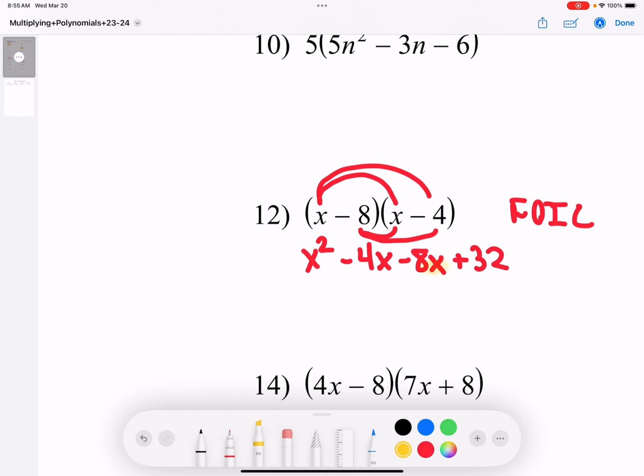And then like we learned last time, you have to combine your like terms. So I have to combine the negative 4x and the negative 8x, which gives me negative 12x. And then we keep the x squared out front, and we keep the plus 32. And that is our final answer here.